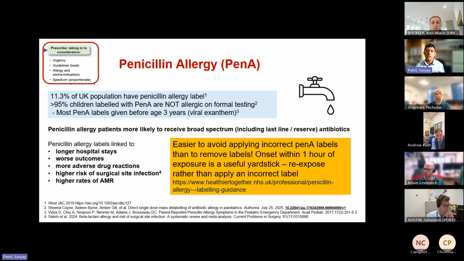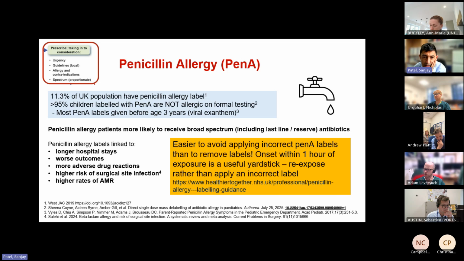And clearly, it's much easier to avoid applying a penicillin allergy label in the first place than taking it off. Because taking it off is a bit of a faff, because once it's on, it's a bit like sepsis. You don't want to go against the kind of decision that someone has made before you. And so you just carry on. And so it takes a bit of courage to say, actually, I think that's not right.